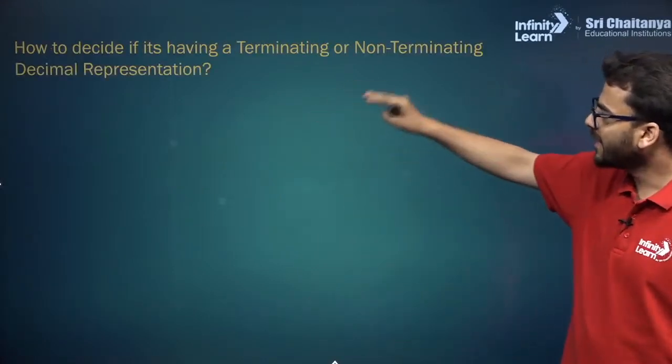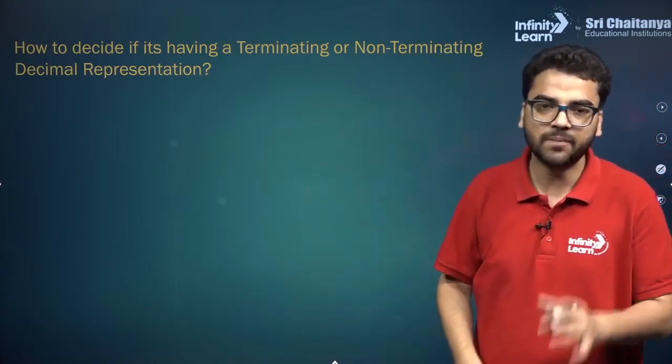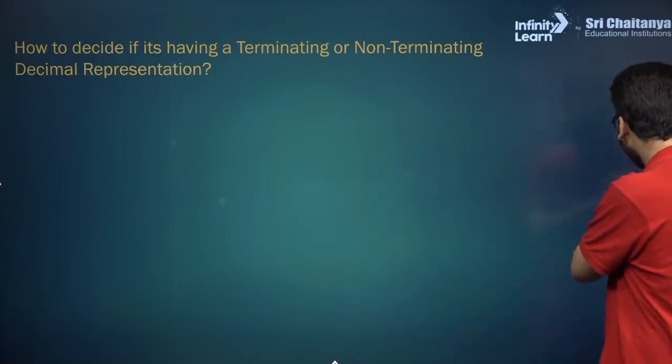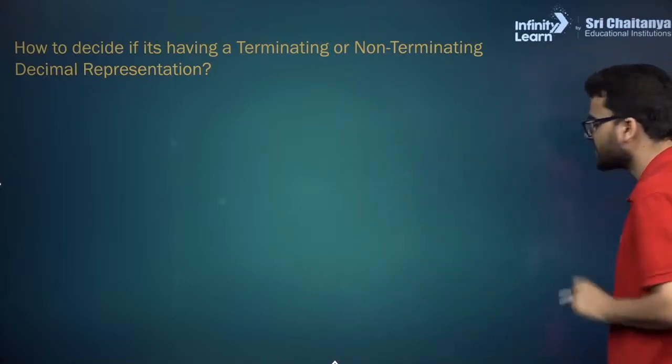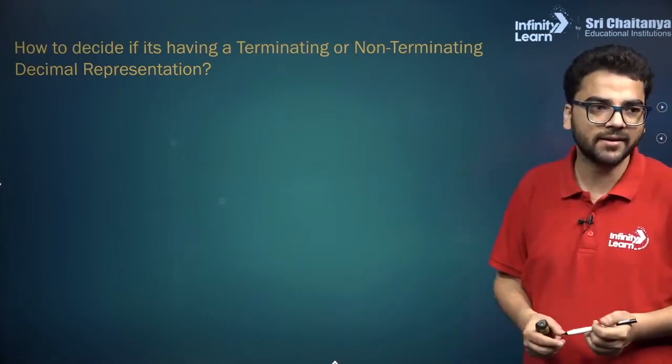So how to decide if it's having a terminating or non-terminating decimal representation? Suppose a number is given to you, how will you decide that it's having a terminating or a non-terminating decimal representation? How can you decide that? That is actually there in grade 10 only.